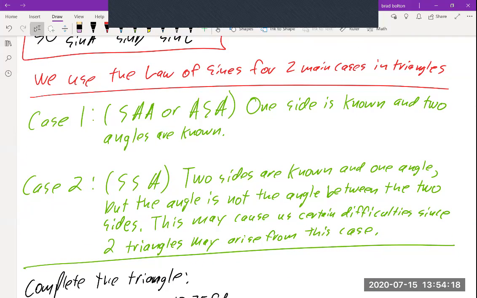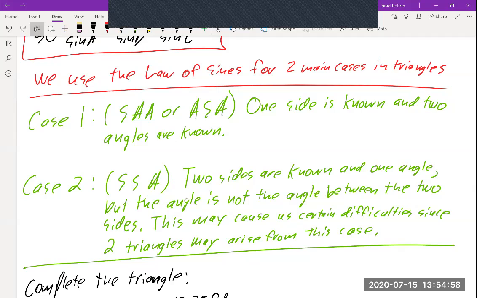We use the law of sines for two main cases: side angle angle or angle side angle, which basically means you know one side and two angles, okay? Hold on real quick. I think I just saw a mistake in my notes. Oh no, never mind, that's right. I just wanted to verify. Okay, so case one is side angle angle, or angle side angle. One side is known and two angles are known.